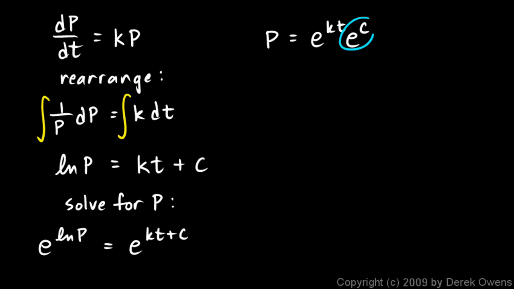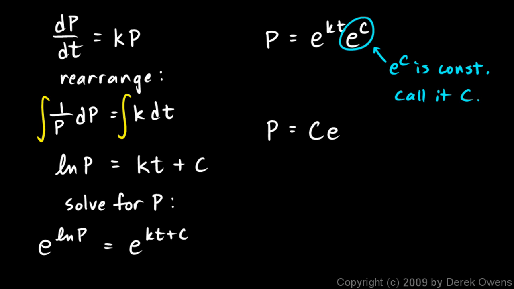Now note this, e to the C is a constant. So instead of just saying e to some constant, let's just call that C. Okay, so I'm going to write it like this. I'm going to write P is equal to some constant times e to the kt. Now I've found a function P, and that function will satisfy my original differential equation. So we have a solution here, but we don't know what C is yet. I'll show you how to do that next.